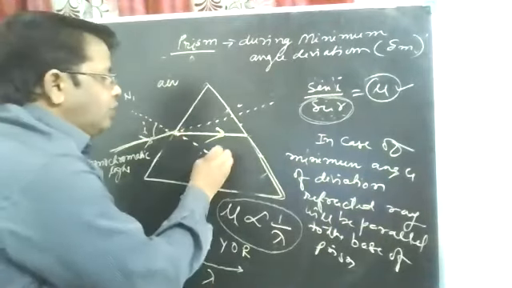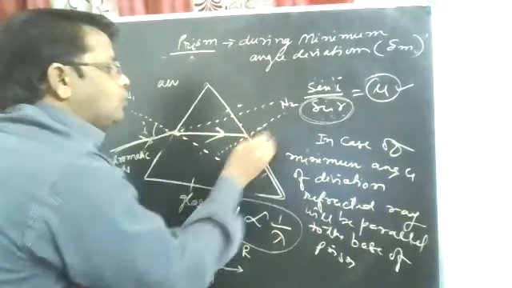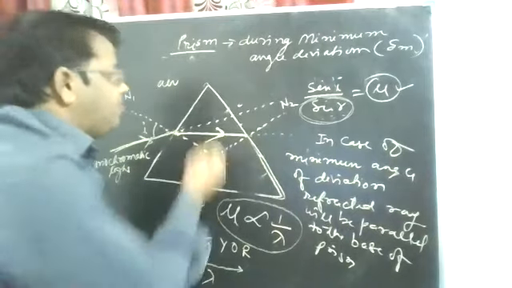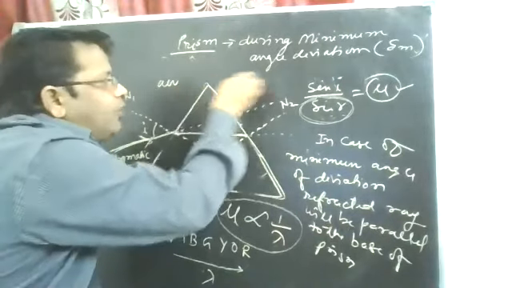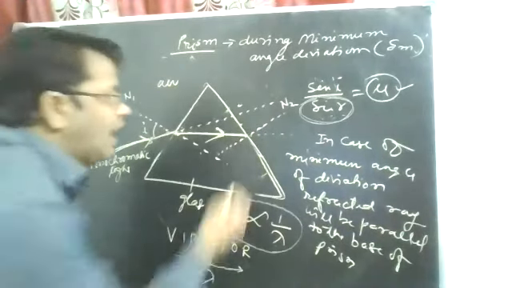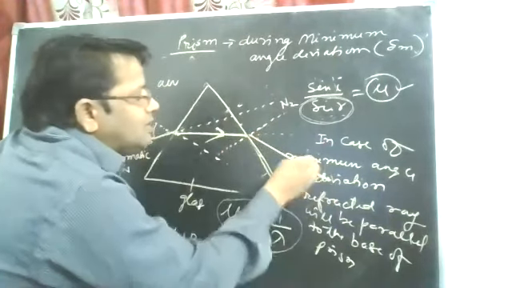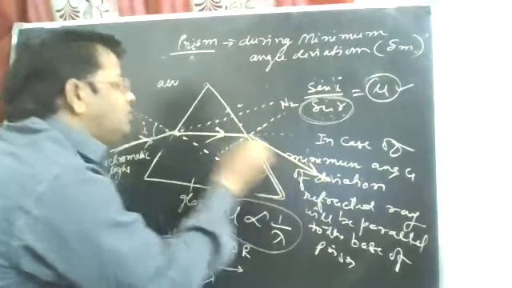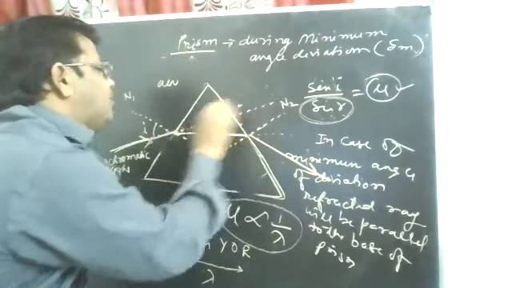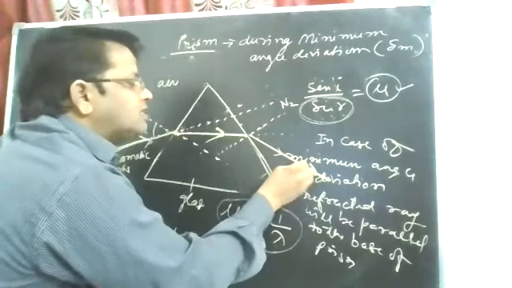Now you see here, again you draw the normal here. This is the second normal N2. This ray should move straight, but it will not, because the light is coming from glass to air. Air is a rarer medium, so the speed of light will increase and this light will move away from the normal like this. This is called the emergent ray, this is the refracted ray, this is the incident ray. The incident ray should go straight, but after passing through the prism it moves like this, as the emergent ray.